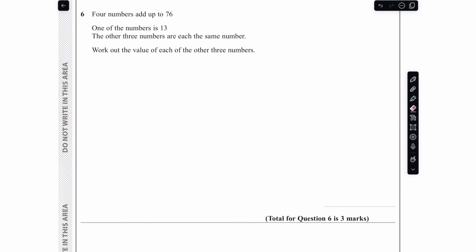In question 6, we are told that 4 numbers add up to 76. One of the numbers is 13. The other 3 numbers are each the same number. Work out the value of each of the other 3 numbers.